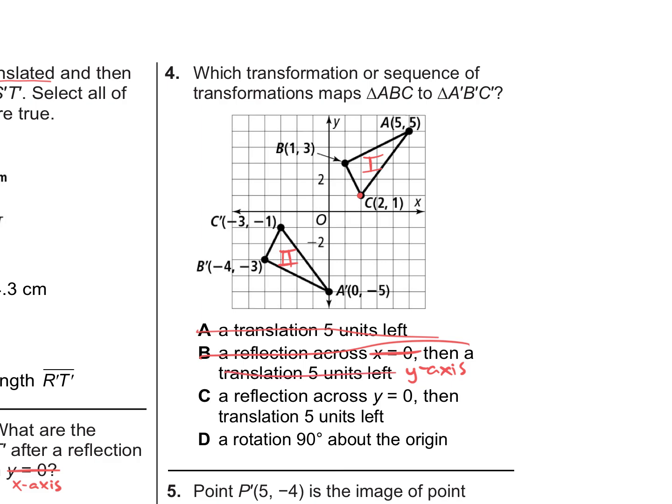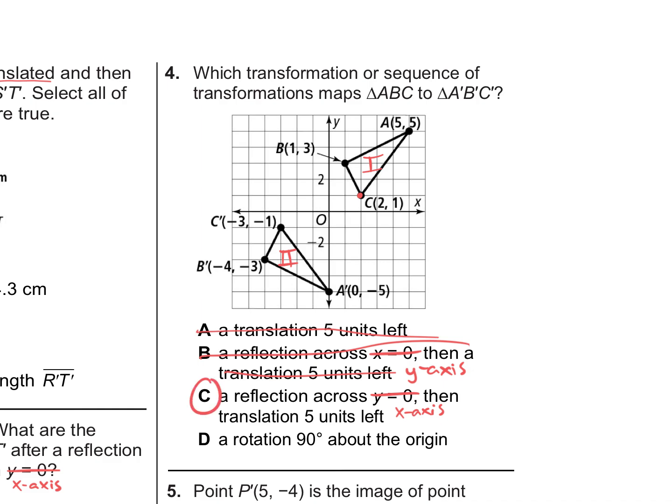Option C, reflection across y equals 0, which is the x-axis. Good. How far away are we? 1. So I need to go 1 on this side, and then it says 5 units to the left. Does that get us there? Yes. If you still weren't 100% sure in your answer, check the last one.